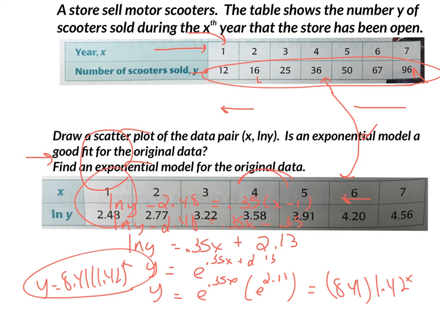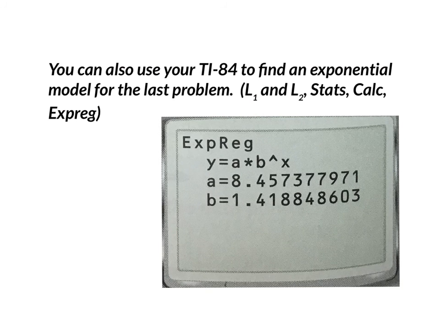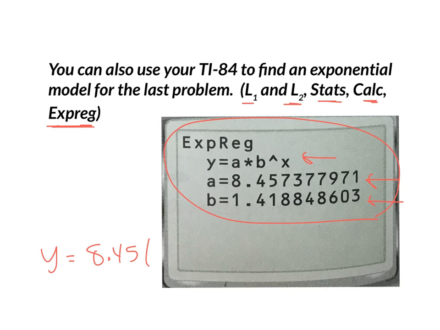So let me show you something else. This might make you feel a little better. Good news: you can also use your TI-84 to find an exponential model for the last problem. Punch your original numbers into L1 and L2, like we've done before with scatter plots. Go to Stat, Calc, and then look for ExpReg. This is what my screen looked like. It tells me y equals ab to the x power. On the last slide we got 8.45 for the a and 1.42 for the b, and my answer was exactly this, 8.45 times 1.42 to the x power, which is exactly what my calculator tells me.